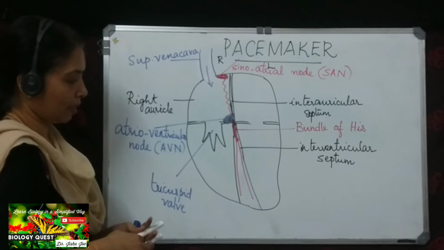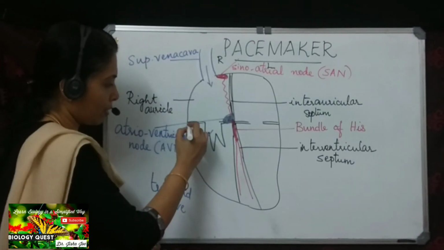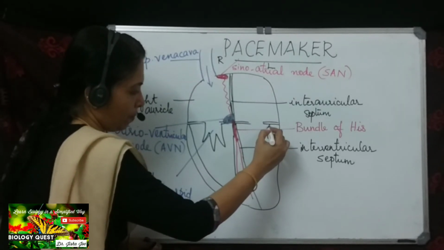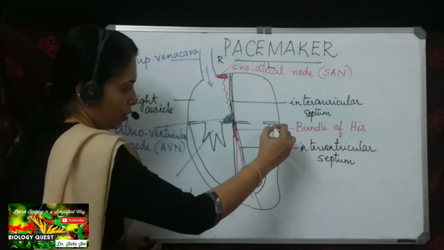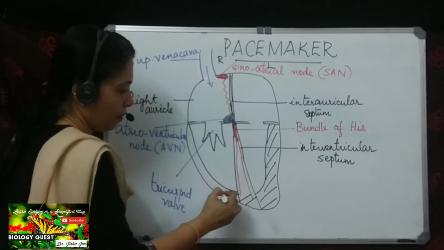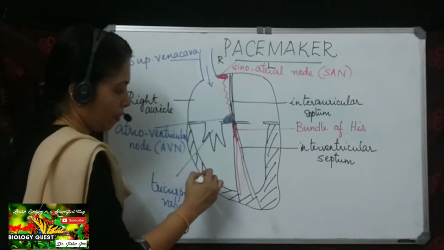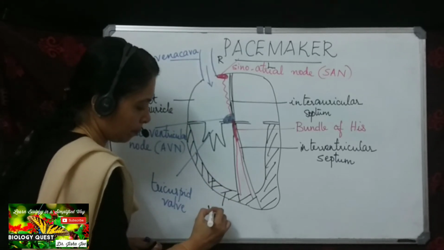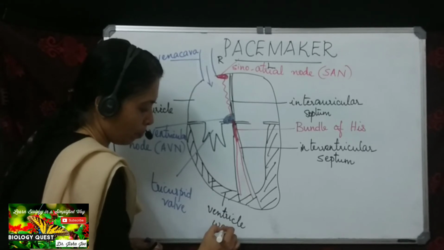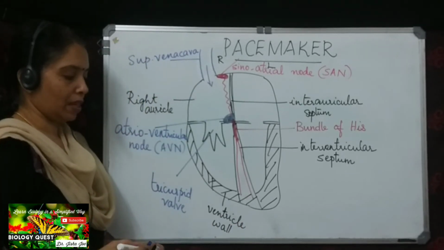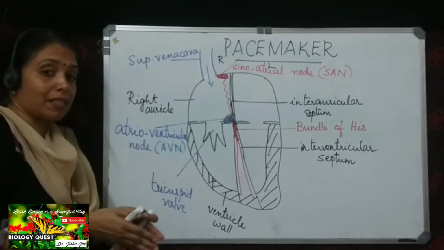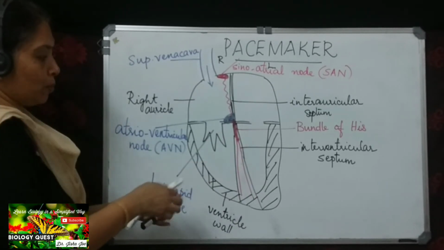And also, one thing, I forgot to draw the thick wall of the ventricle there. That is the thick wall of the ventricle, we know. Thick muscular wall of the ventricle. So the bundle of His divides to form two branches.